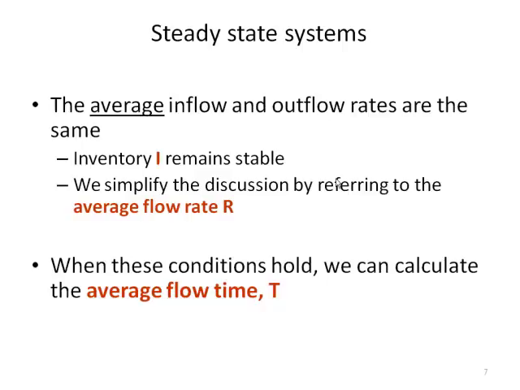So again, go back to that baggage check-in. If they can handle 200 customers an hour and on average 200 are coming in, then your inventory is going to remain stable. Now, obviously, the individuals who make up that inventory are going to change, but the inventory level is going to be roughly stable.